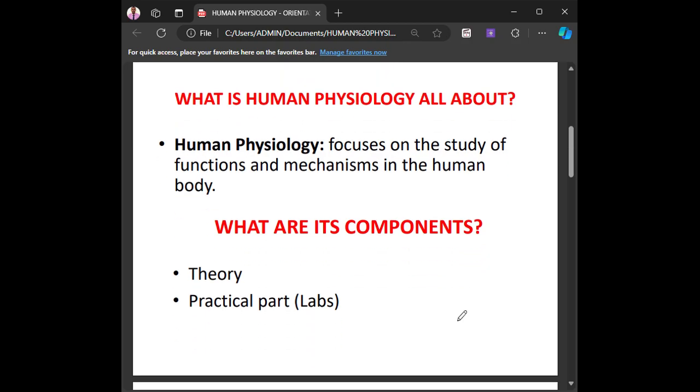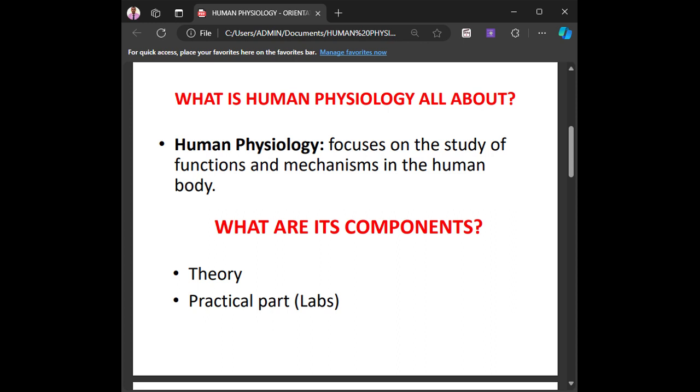So now, what is human physiology all about? You might be wondering what exactly human physiology is all about. Basically, human physiology focuses on the study of functions and mechanisms in the human body. When you compare it to human anatomy, you discover that human anatomy only has to do with the study of body parts and how those body parts or organs are related to each other.